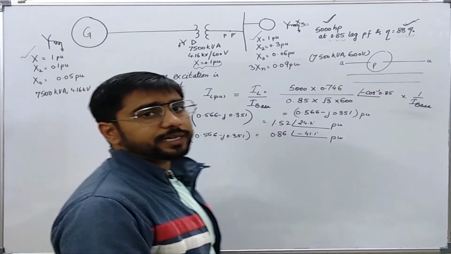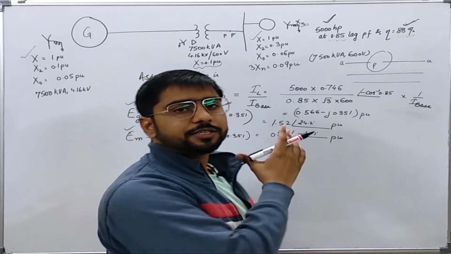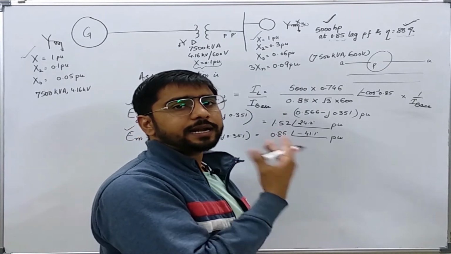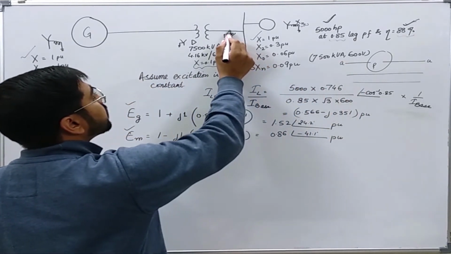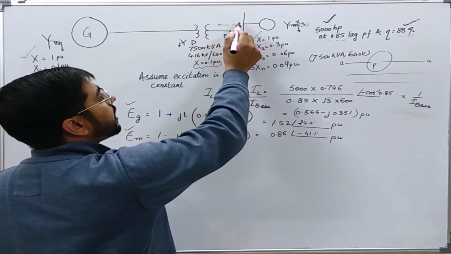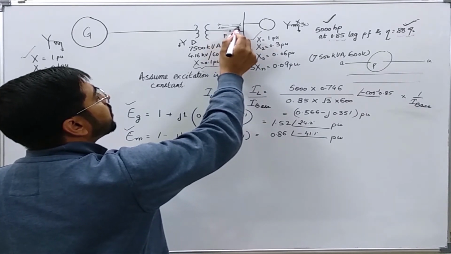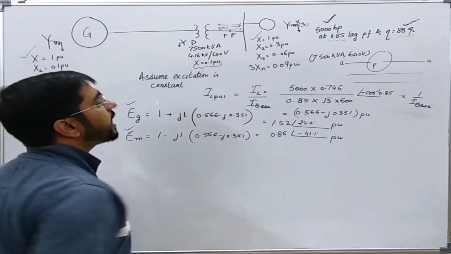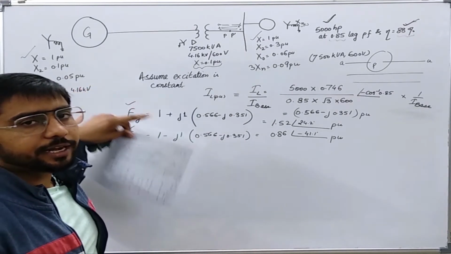Now let us draw the equivalent sequence network for this system, and we will then interconnect them according to the scenario of the fault. That is, at this point P, one of the phase conductors, let us say of phase A, has opened, and phase B and phase C conductors are normal. Okay, so first we will draw the positive sequence diagram.